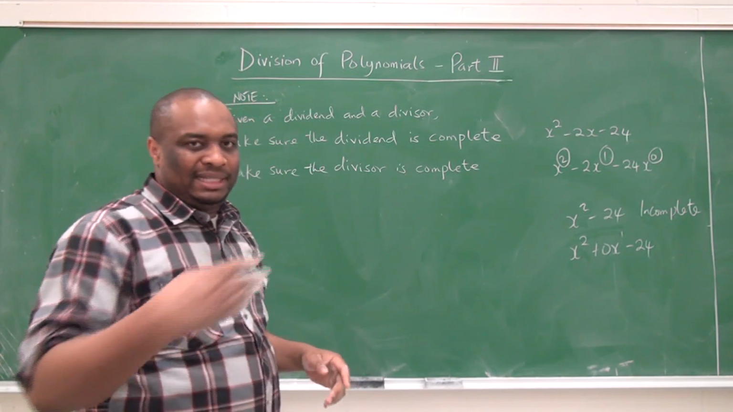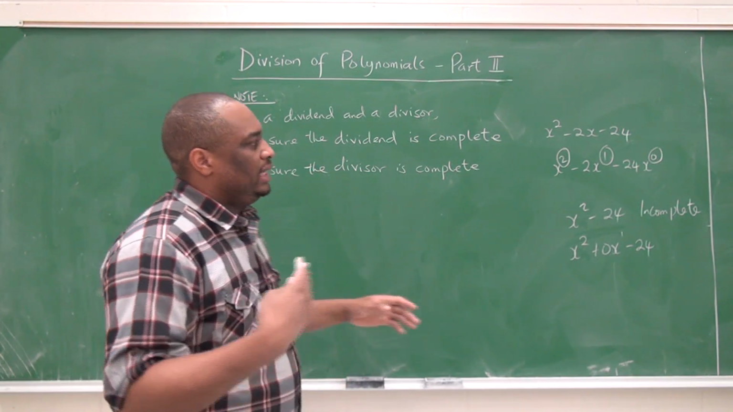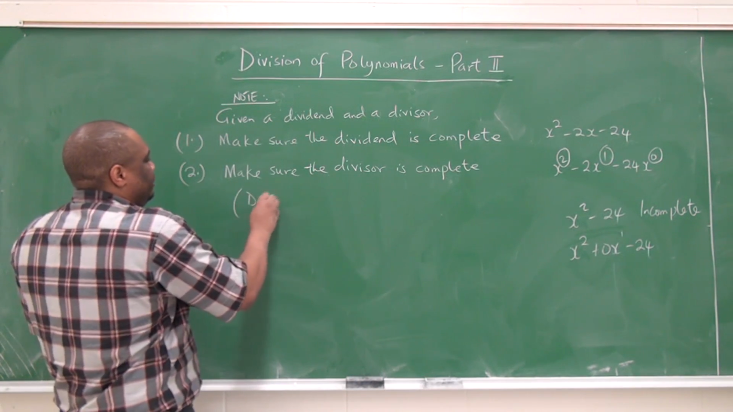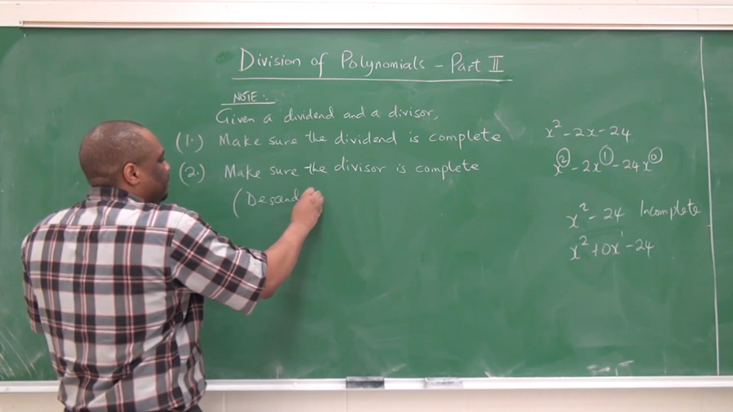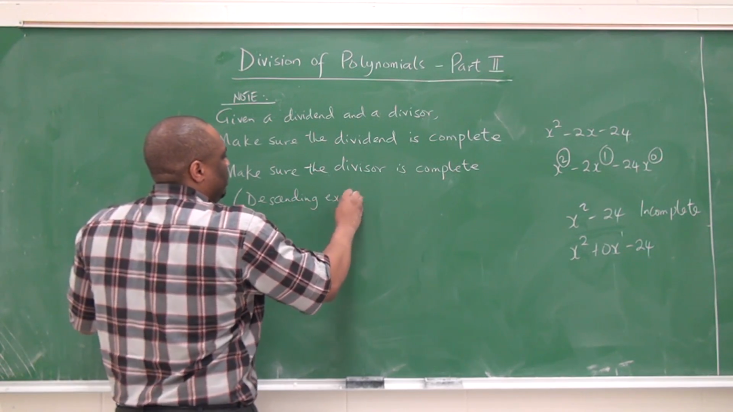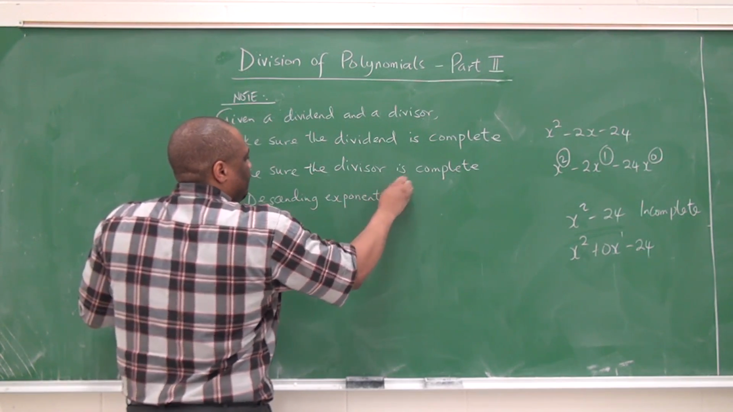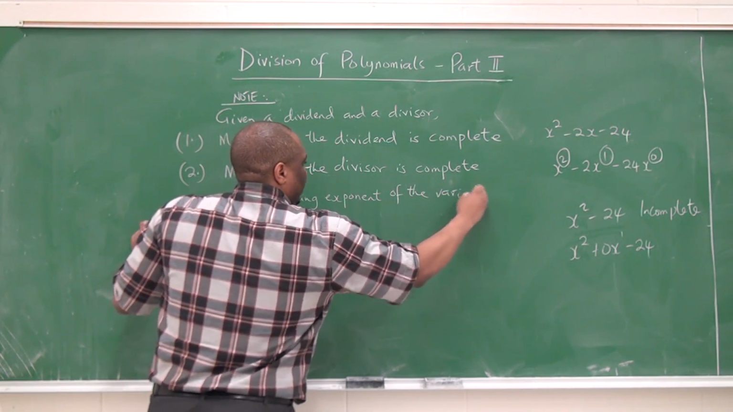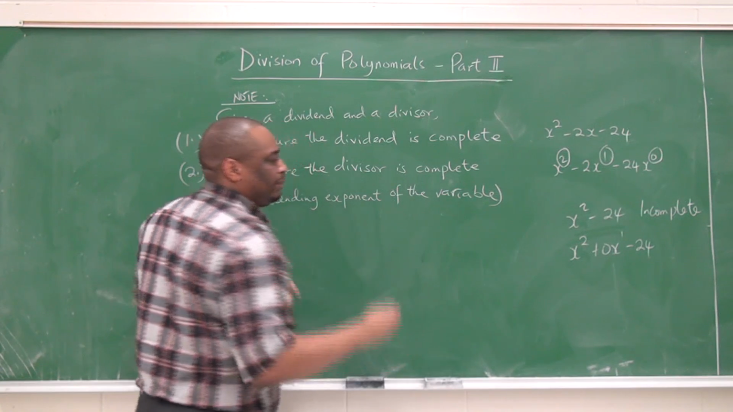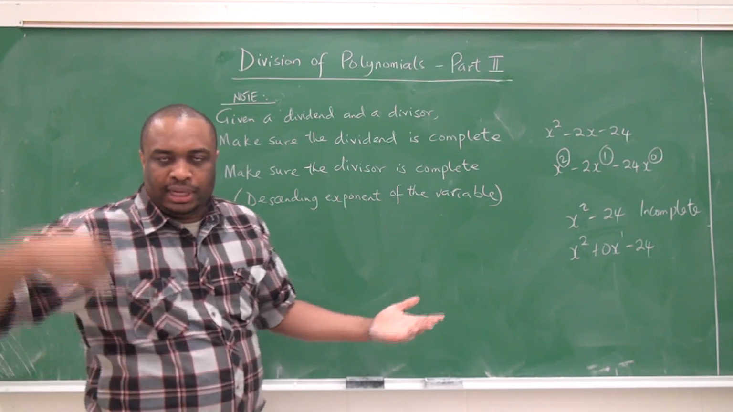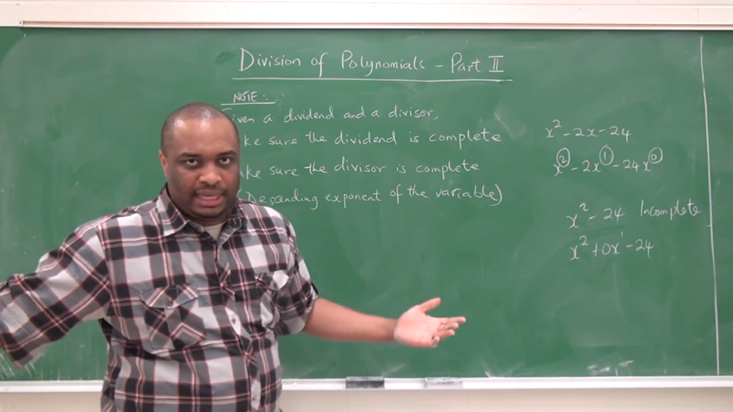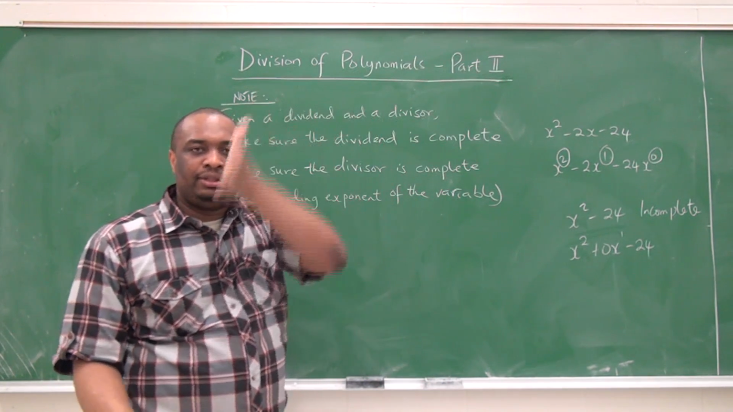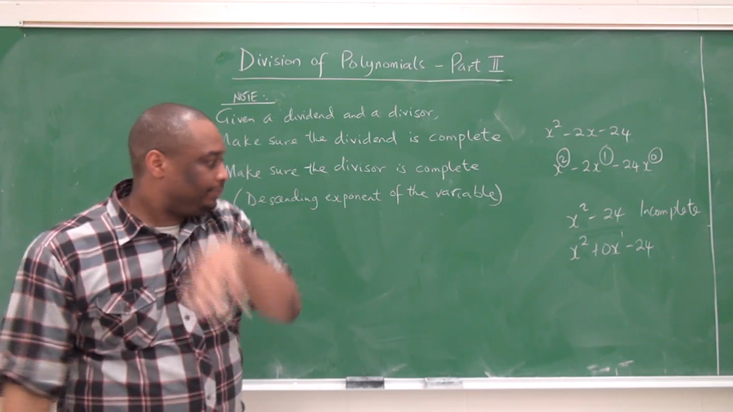You know what I mean by descending power? Descending power is from greatest to least. Descending exponent or power of the variable should be complete. If you started from 3, then you should have 2, then 1, then the constant. If you started from 4, you should have 4, then 3, then 2, then 1, and then the constant.